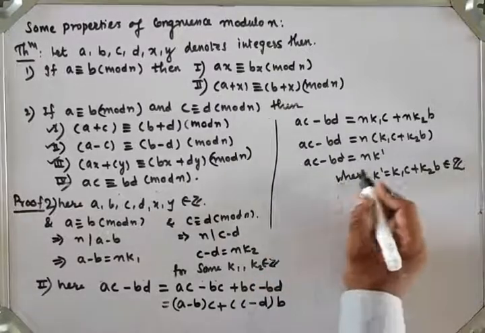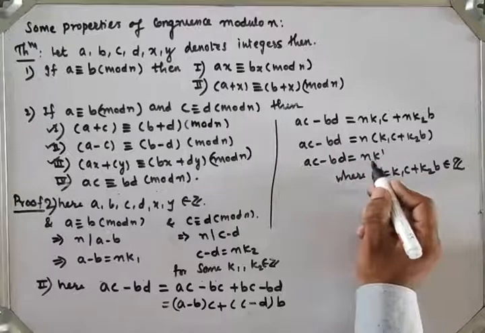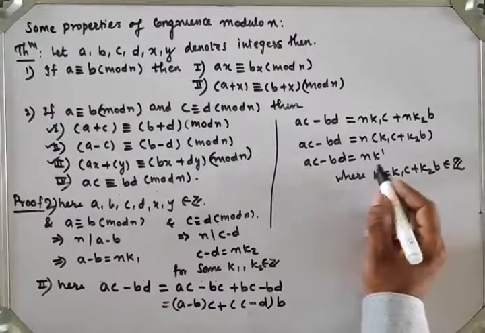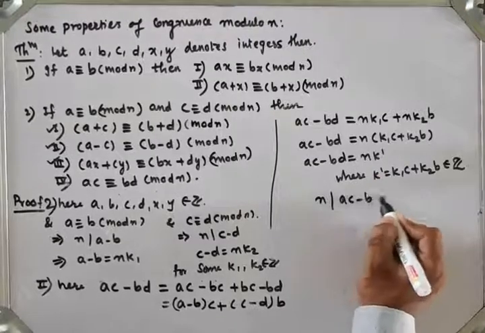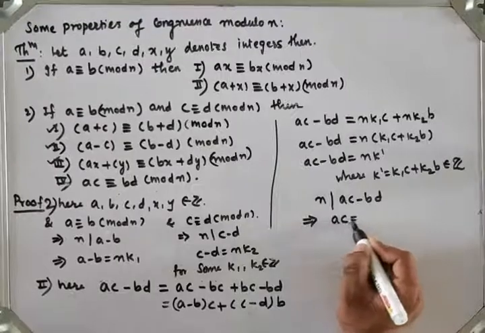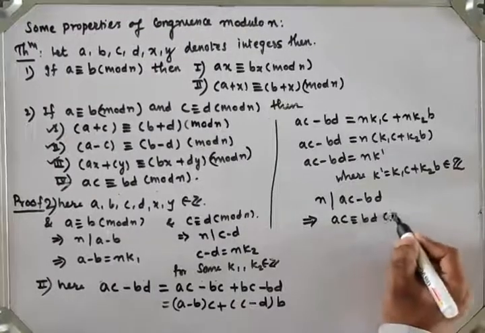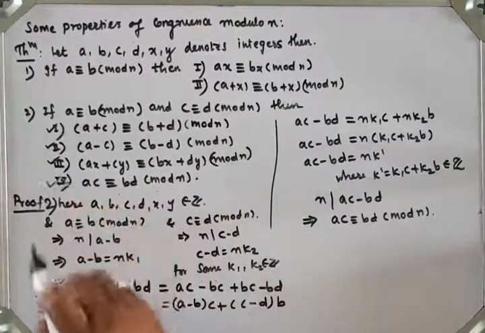So I get here AC minus BD is equal to nk. Then by using the definition of divisibility, we get n divides AC minus BD, and by using the definition of congruence modulo n, AC is congruent to BD modulo n. So here we get the proof of the fourth.